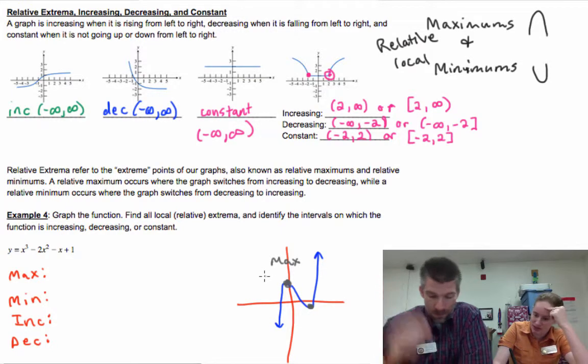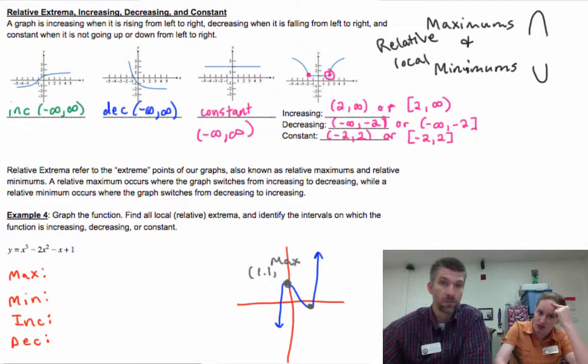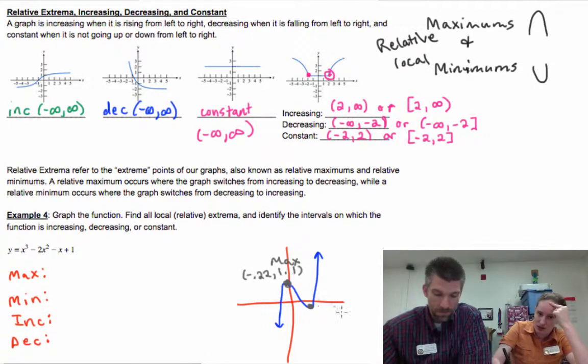So what's our max? Our max is going to be 1.1. And I'm sorry, the x-coordinate is negative 0.22. My mistake. So what's the point? The point is negative 0.22, 1.1. Okay, and then our minimum?